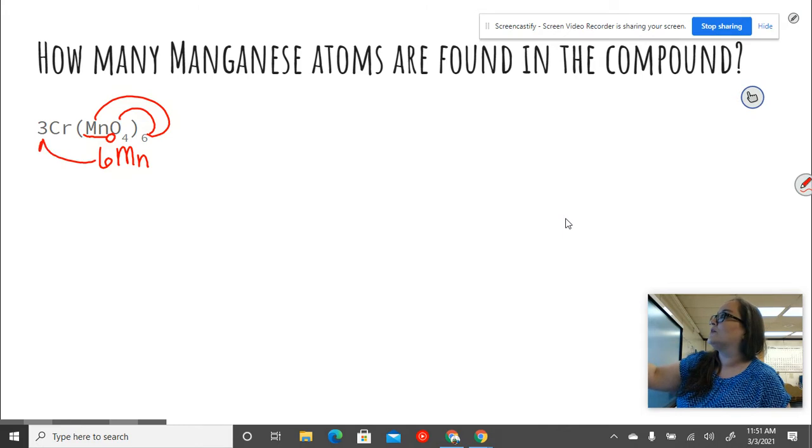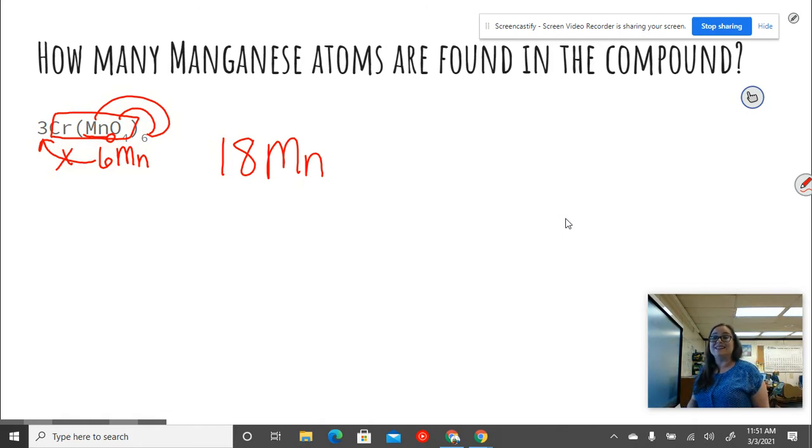But look, we've got a coefficient of 3. And that coefficient of 3 applies to the whole thing. So it's going to be 3 times 6. So 18. There's 18 atoms of manganese in that chemical formula.